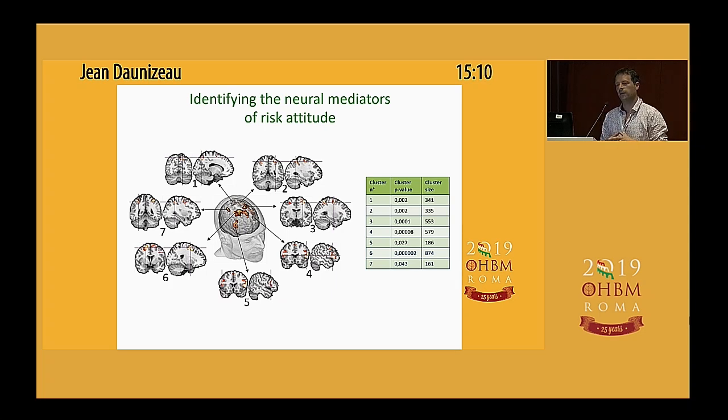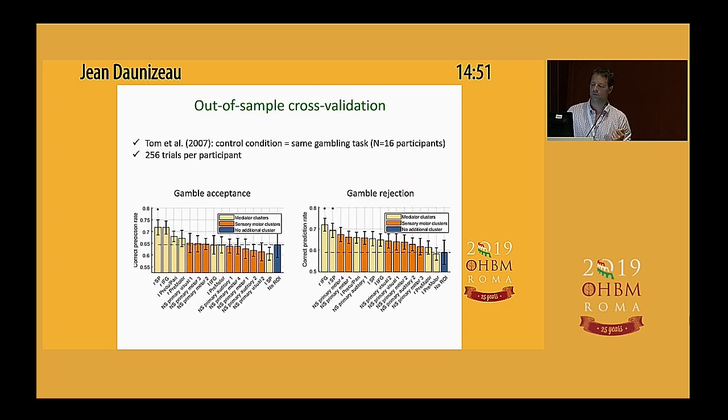can we find some assessment of whether that holds? Can we cross-validate that? So what we did is that we took another data set that was using exactly the same task, and we asked whether we could predict the behavior of the people in this other data set from the regions that we had identified with the mass univariate mediation analysis, and we compared it to control brain regions.